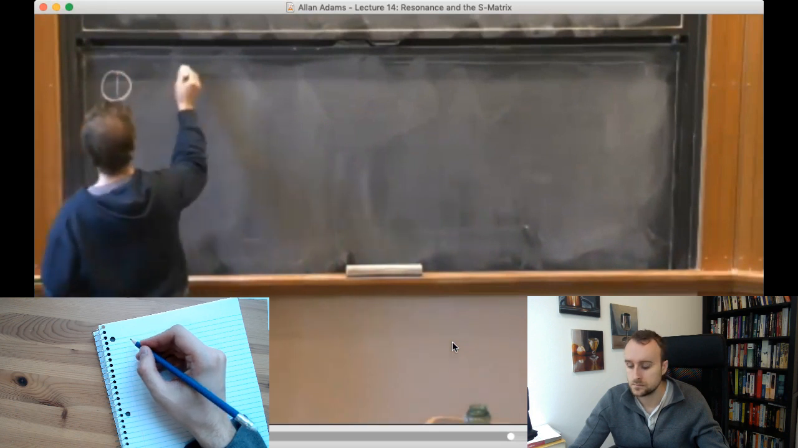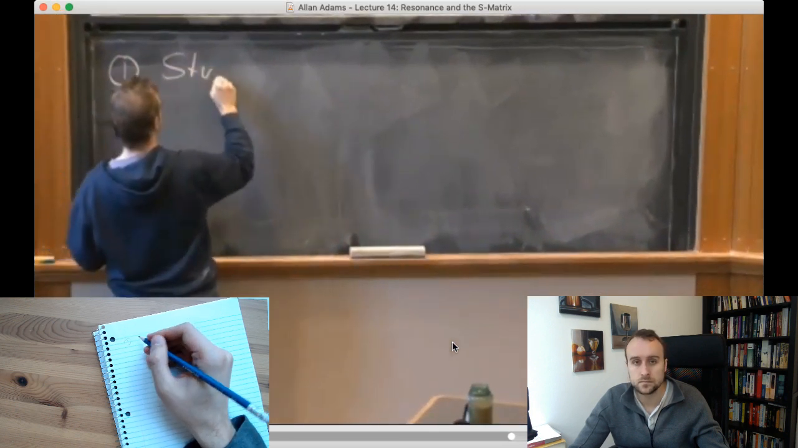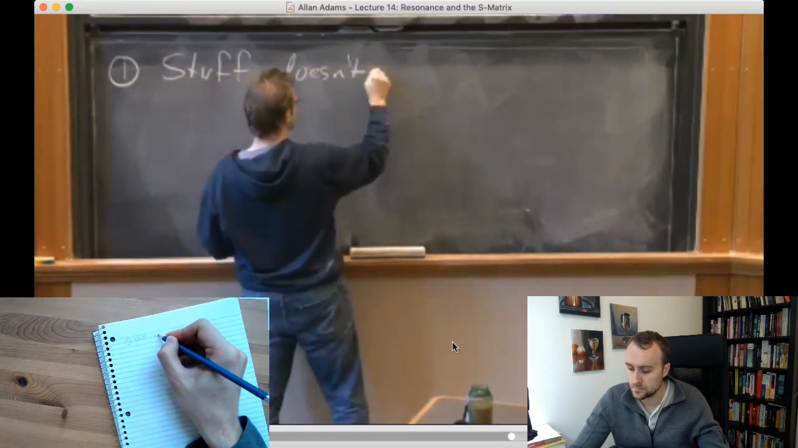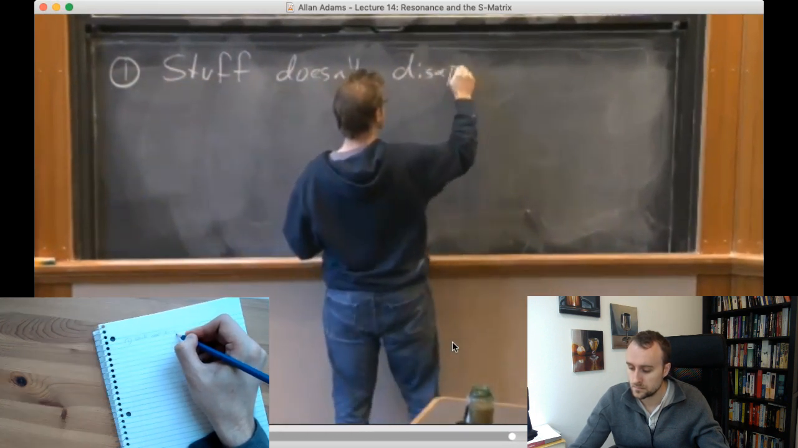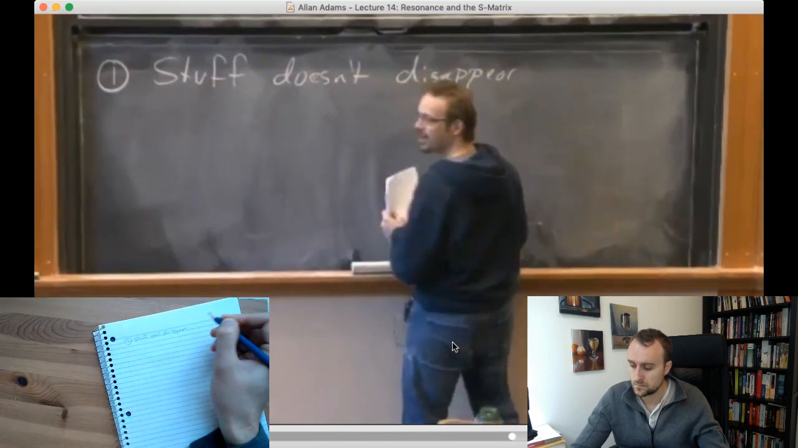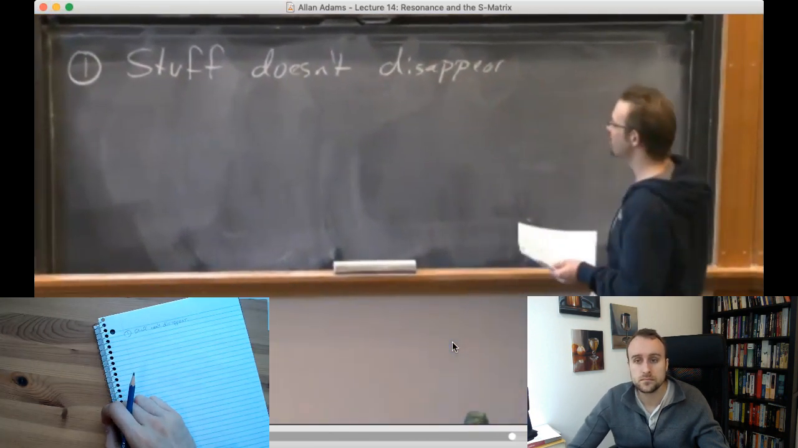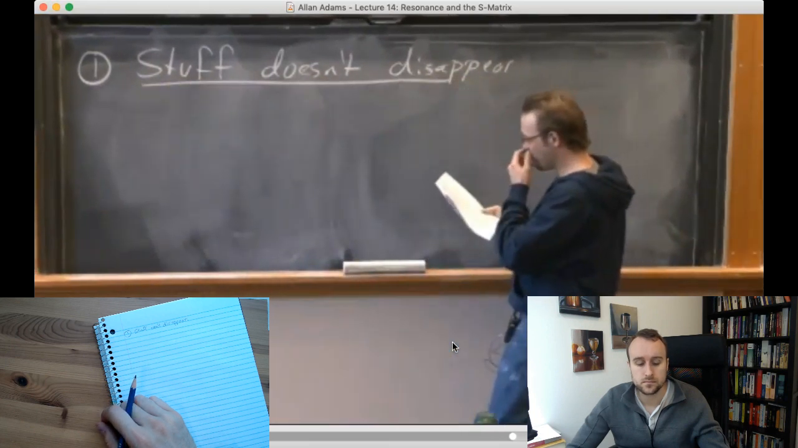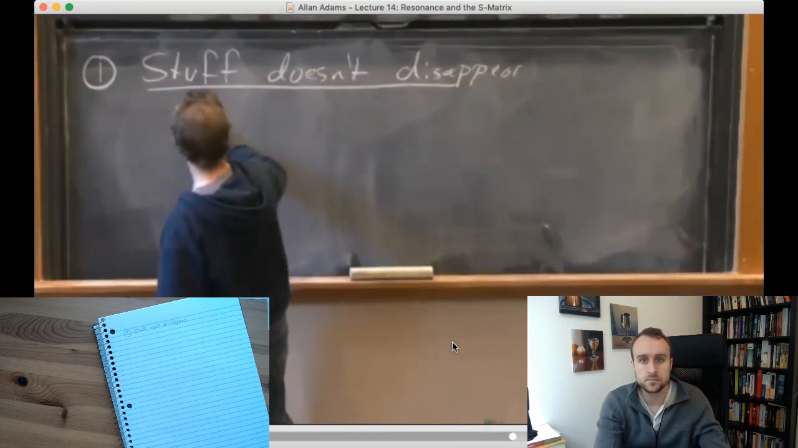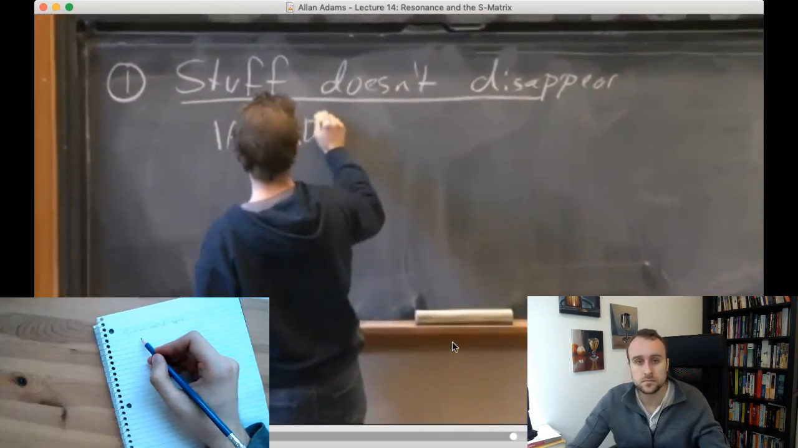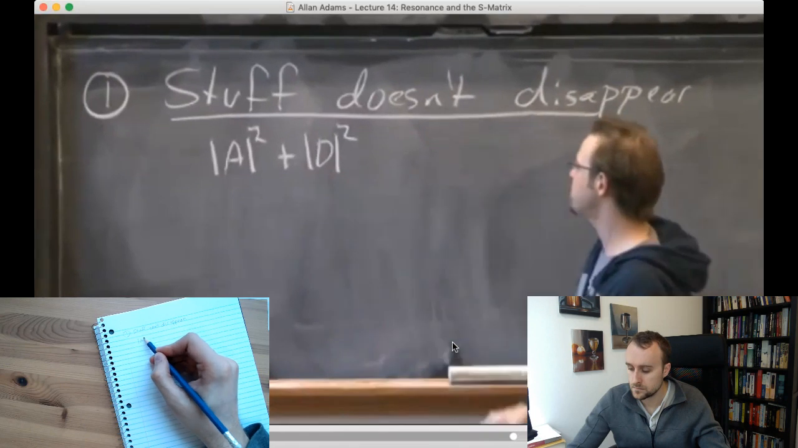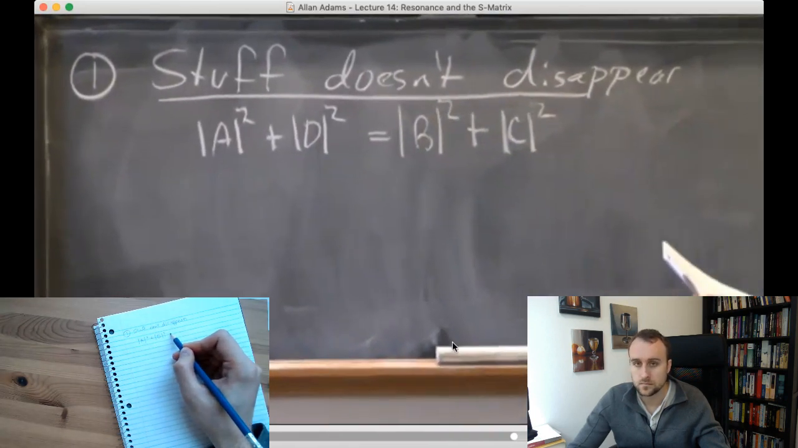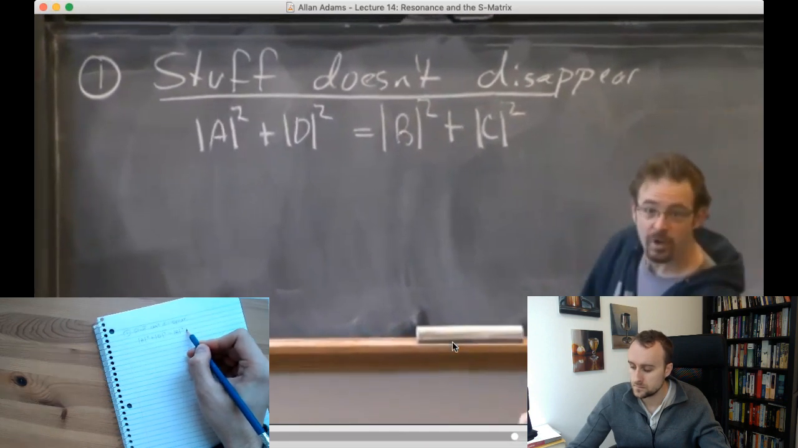So the first thing that must be true is that stuff doesn't disappear. Stuff doesn't leak out of the world. So norm of A squared plus norm of D squared, which is the probability density in, and probability density out, must be equal to norm of B squared plus norm of C squared. Everyone agree with that?